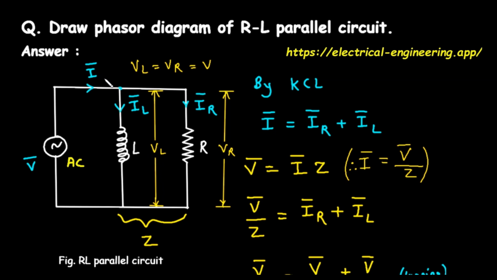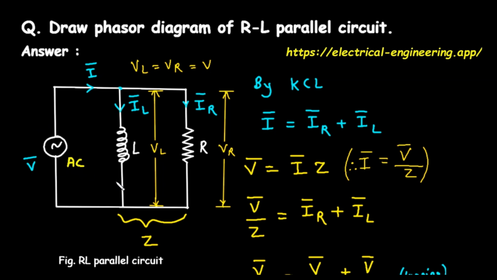Now, the most important rule for any parallel circuit is this: the voltage across each parallel branch is the same. The image notes this at the top: VL equals VR equals V. This means the voltage across the inductor is exactly the same as the voltage across the resistor, and both are equal to the source voltage, V. This is the key to understanding parallel circuits and will be our reference point for the entire analysis.